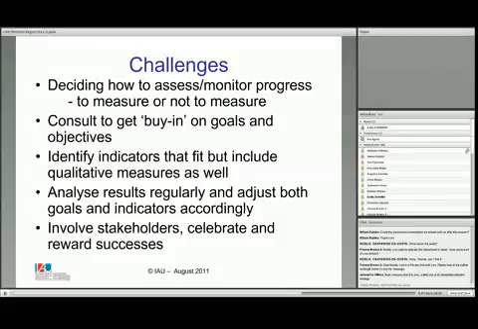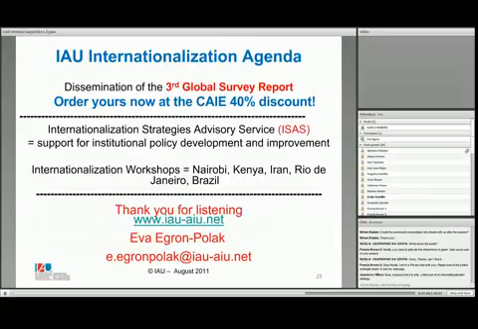I think it's important to be flexible and to analyze the results regularly, adjusting both the goals and the indicators accordingly. Sometimes they can seem like they fit, but you will actually realize that your outcomes are quite different from what you had set out to achieve. They may be just as worthwhile, but you need to adjust both indicators and goals accordingly. And I really believe that it's important to involve stakeholders and celebrate the successes and have incentives and rewards for achieving those successes.